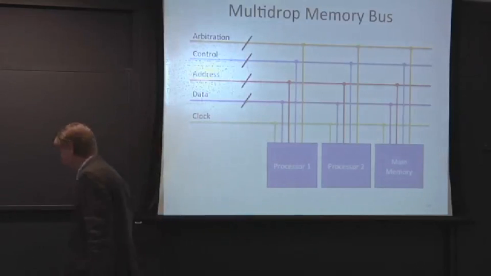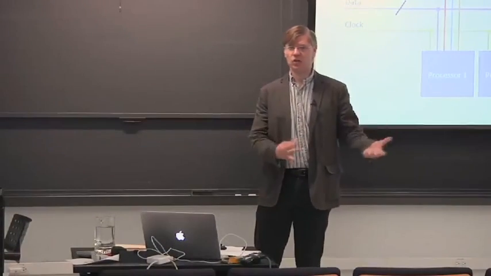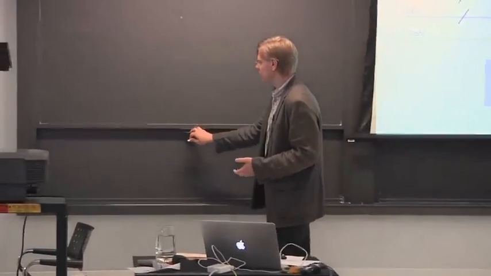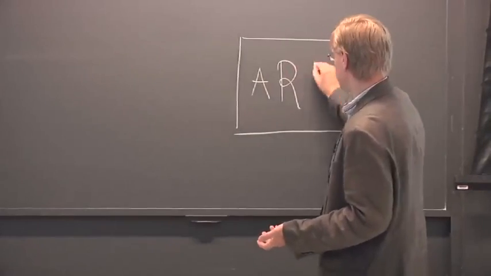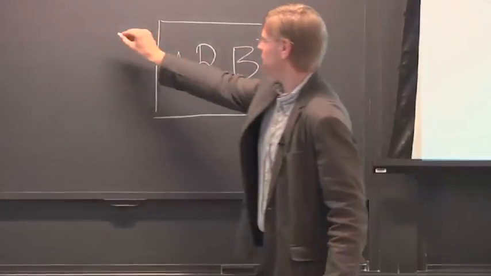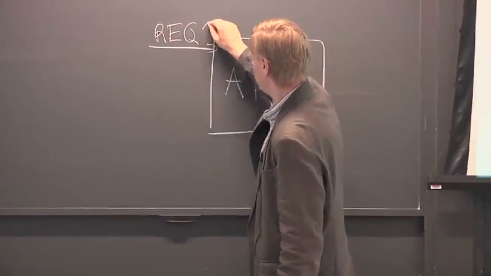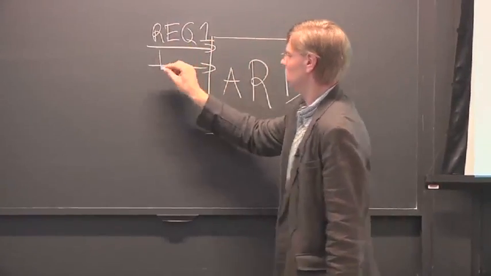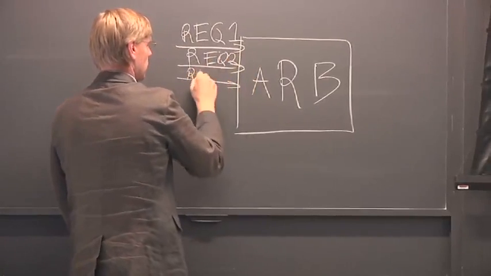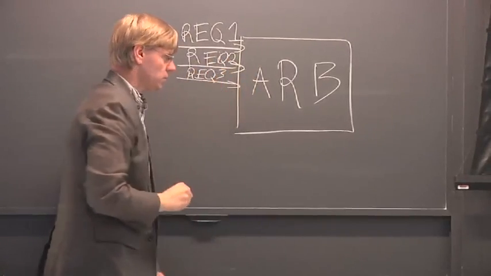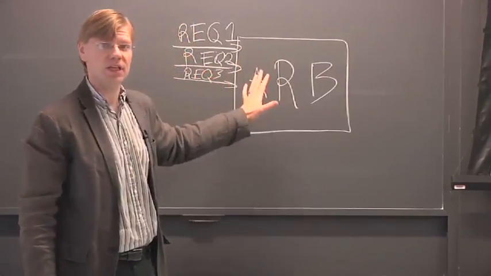Instead, you could think about having a request and grant system. In the request and grant system, let's say you have a chip, which is an arbitrator. And you have, let's say, 3 entities on here that have 3 request signals. Request 1, request 2, and request 3. This arbitrator can try to do something like a round-robin scheme or try to implement some sort of fairness.